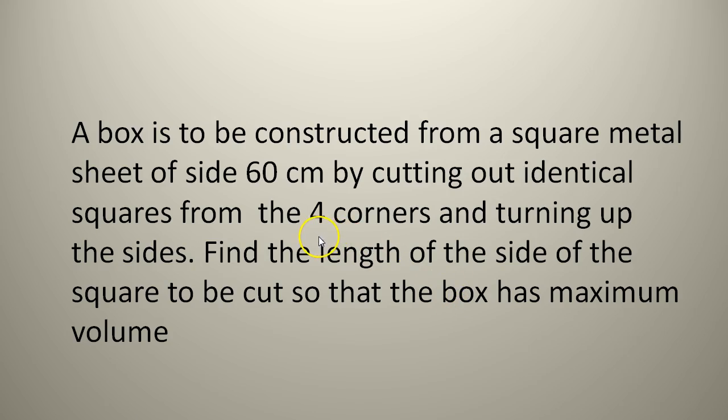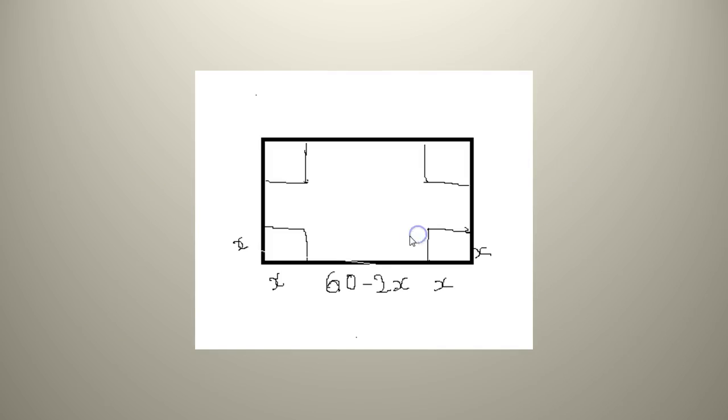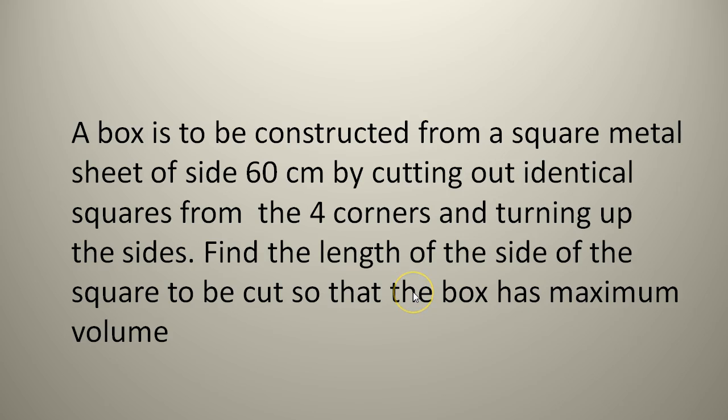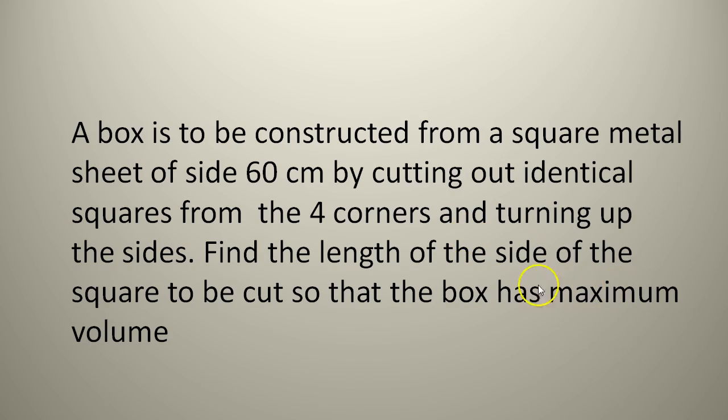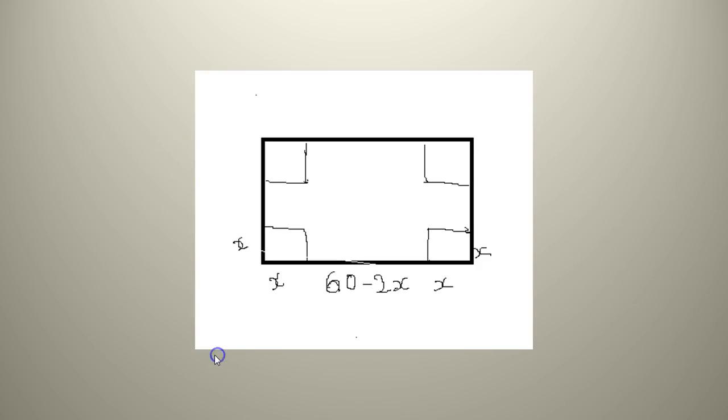Coming to problems, a box is to be constructed from a square metal sheet of side 60 centimeters by cutting out identical squares from the four corners and turning up the sides. So you have a square metal sheet of side 60 centimeters. You cut out identical squares from the four corners and fold up the sides. Find the length of the side of the square to be cut so that the box has maximum volume.